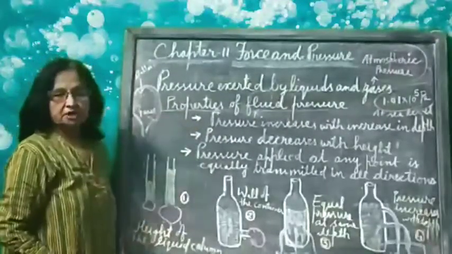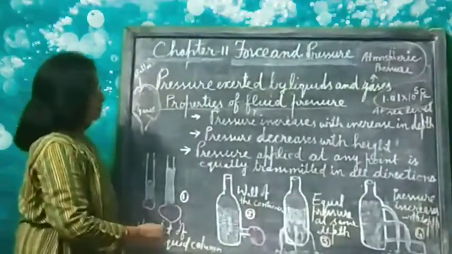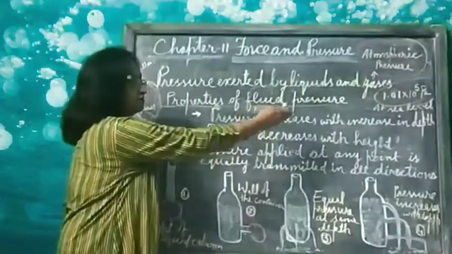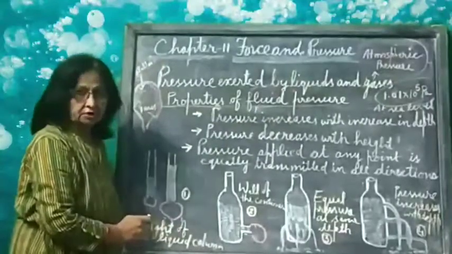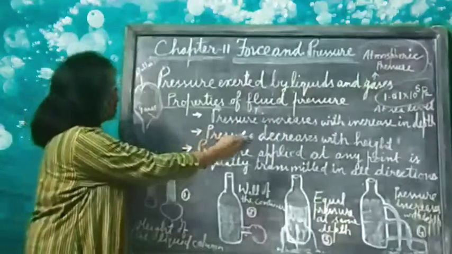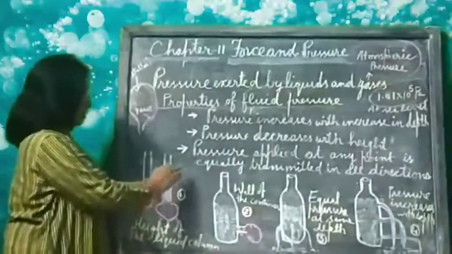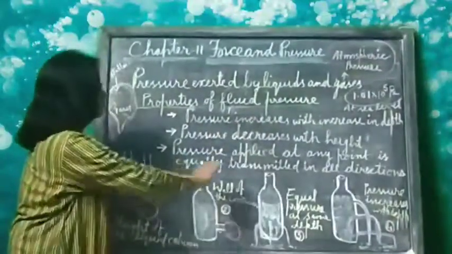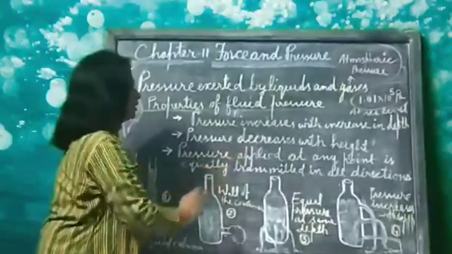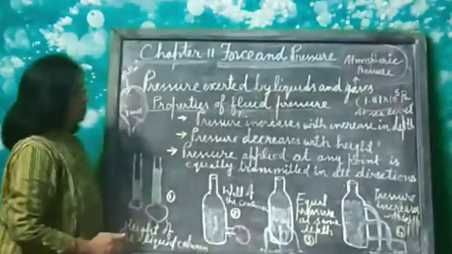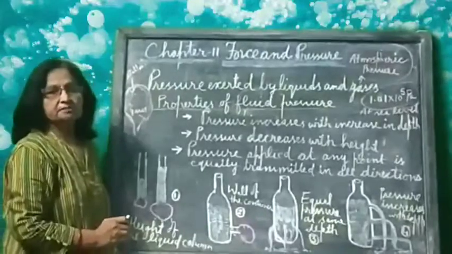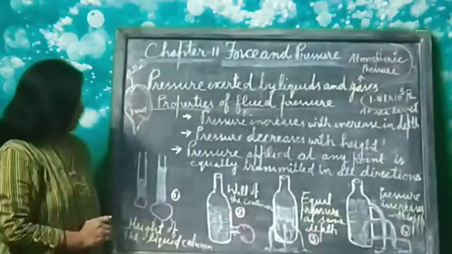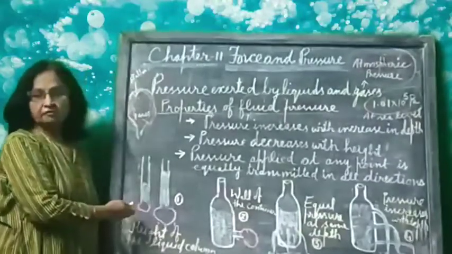I have written three general properties of fluid. First, pressure increases with increase in depth. Second, pressure decreases with height. And third, pressure applied at any point is equally transmitted in all directions. I will explain all these properties today with different activities. You can see the first activity here.